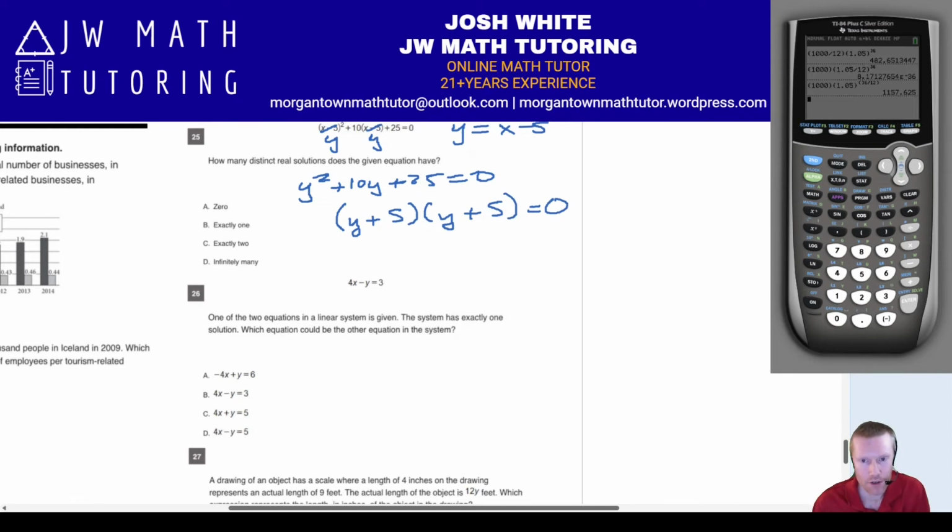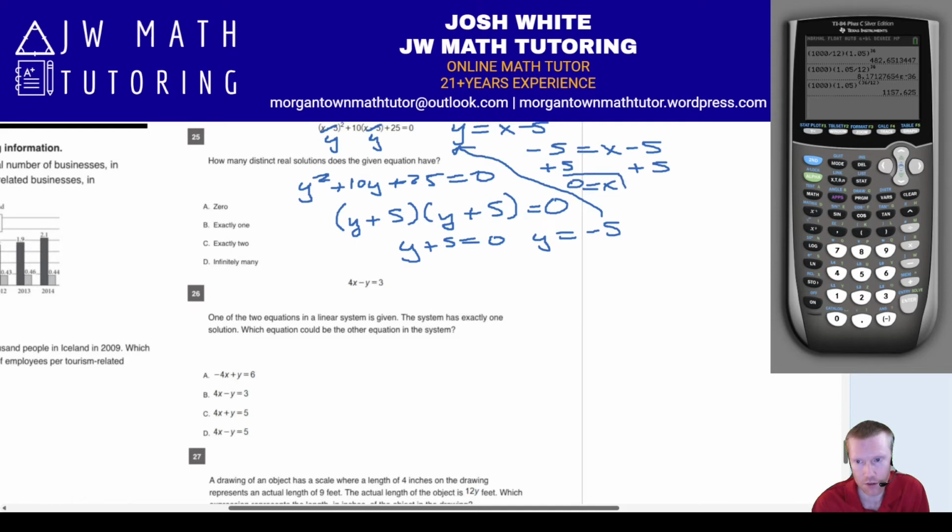So I'm just going to factor it. It's going to be y plus 5 times y plus 5, and then you set each factor equal to 0. They're both the same, a repeated root, and so you get y equals minus 5. Technically, if you go back to the original equation, plug the value of y back in and solve for x, x is actually equal to 0. Now it's asking how many distinct real solutions it has. Well, just one. The answer is going to be B, exactly 1. There's only one answer, and it is x equals 0.